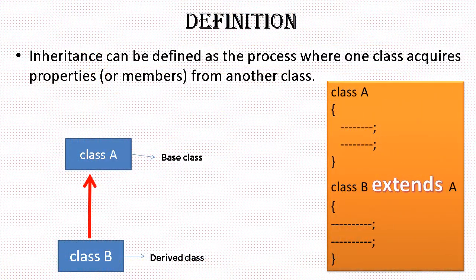According to the definition, inheritance can be defined as a process where one class acquires properties, that means the class members, from another class. Here you can see one example, class B inherits class A. So class A will be called the base class and class B will be called the derived class. The keyword extends we will use for this purpose. So you can see class B extends A, that means class B inherits properties from class A.